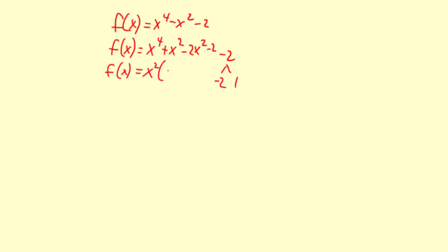X squared comes out of the first two terms. I need to make some more room. Okay, so then a -2 comes out of the last two terms. Notice that what's in the parentheses both times is the same factor, so you can do factor by grouping, and the result is going to be this.